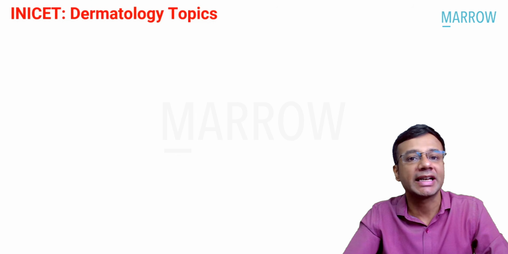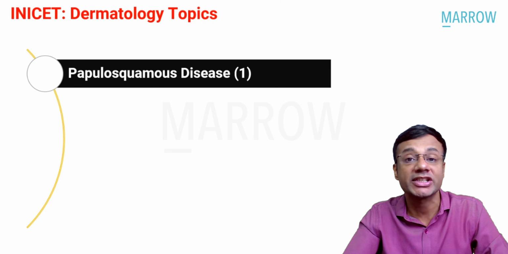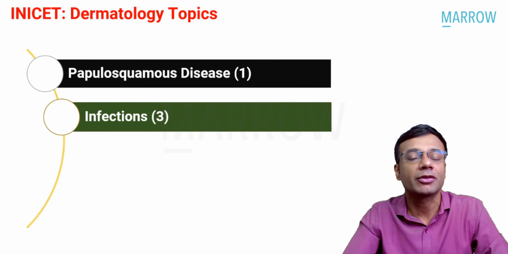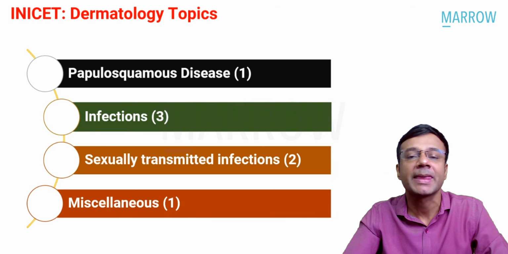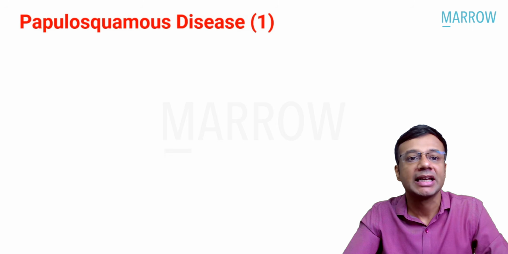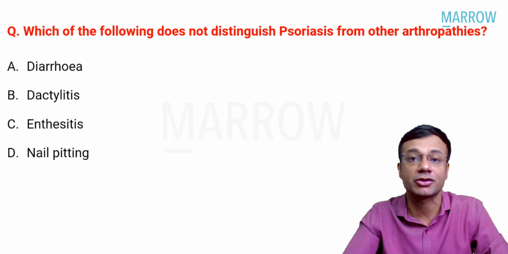So under dermatology, we had the following topics. Number one question from papillosquamous disorder, 3 from the topic of infections, 2 from the topic of sexually transmitted infections, and 1 miscellaneous topic. Let's start with the first topic from papillosquamous disorder. Here we had a question from psoriasis.